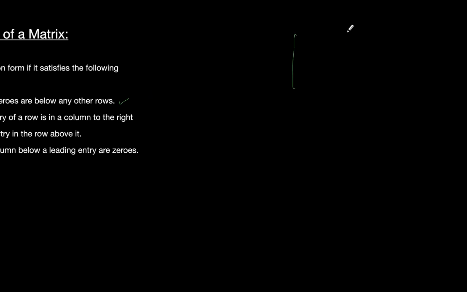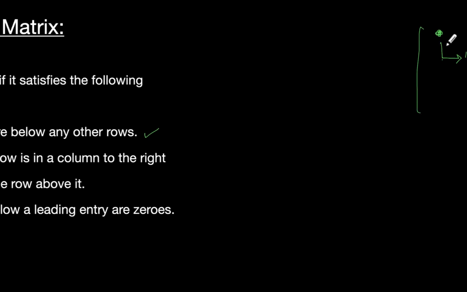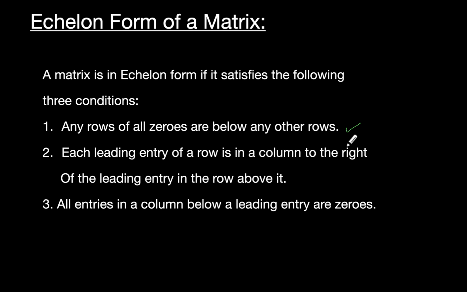For example, suppose you have a matrix. If you have a leading entry here in this row, then in the next row the leading entry must be in a column to the right, either here in this column or here in this column. It cannot be in the same column. And third, all the entries in a column below a leading entry are zero. So if this is a leading entry, this is a leading entry, and this is a leading entry, then all the entries below each leading entry must be zeros. If these three conditions are satisfied, then we say that the matrix is in echelon form.